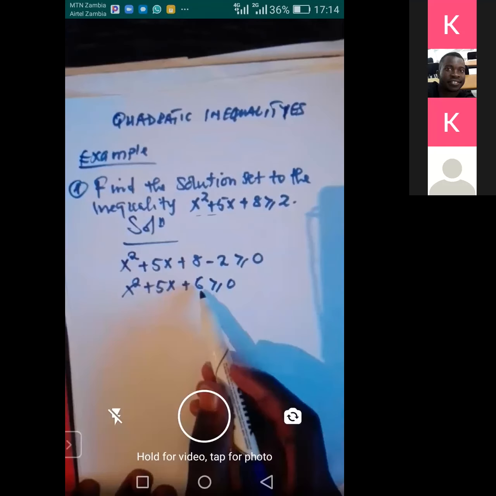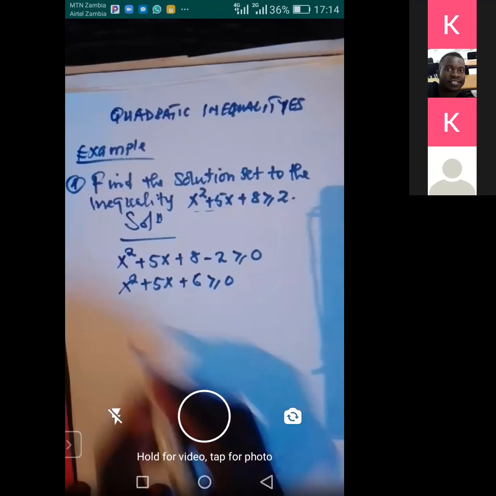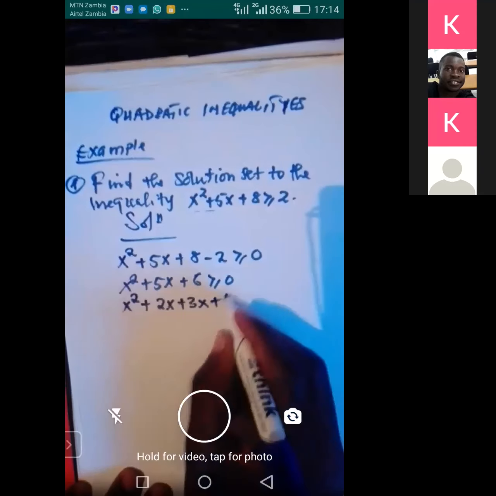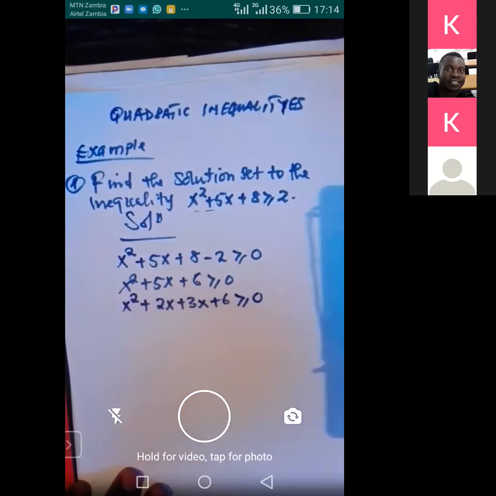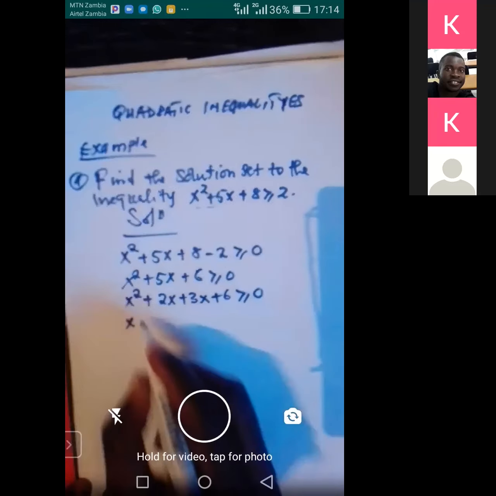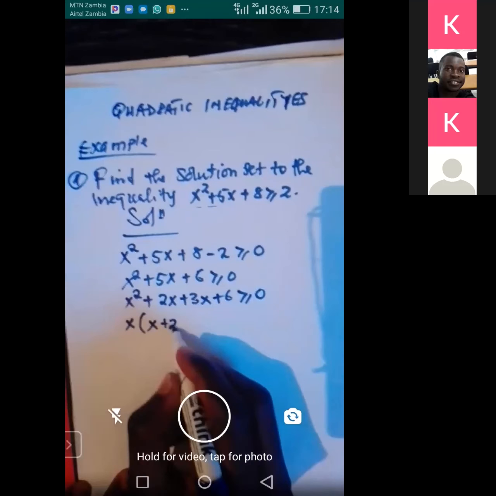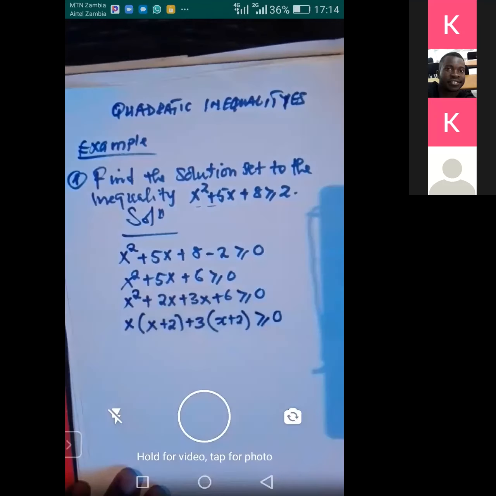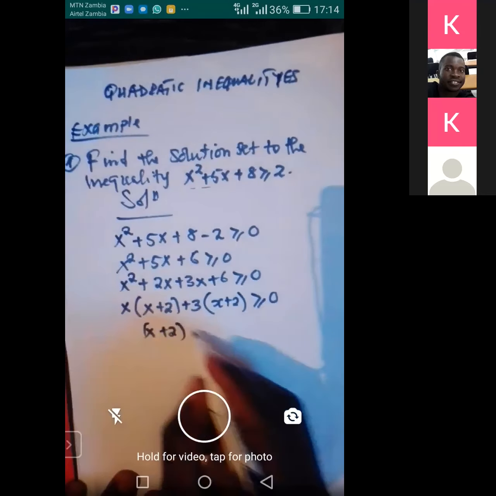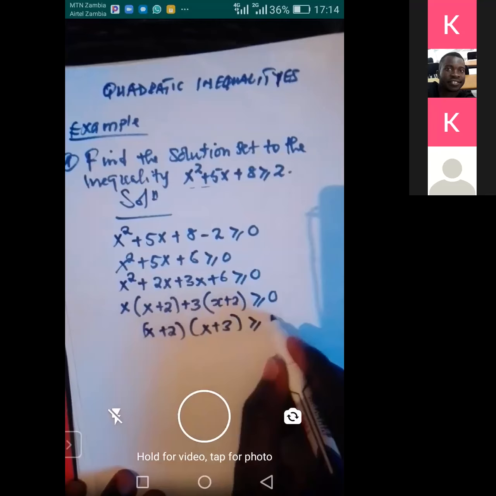Factors, you can see 2 and 3 there. So you have x squared plus 2x plus 3x plus 6 being greater or equal to 0. Then taking x out, you have x plus 2, then taking 3 out, you're going to have x plus 2 there, which is greater or equal to 0. Then you have x plus 2 times x plus 3 being greater or equal to 0.